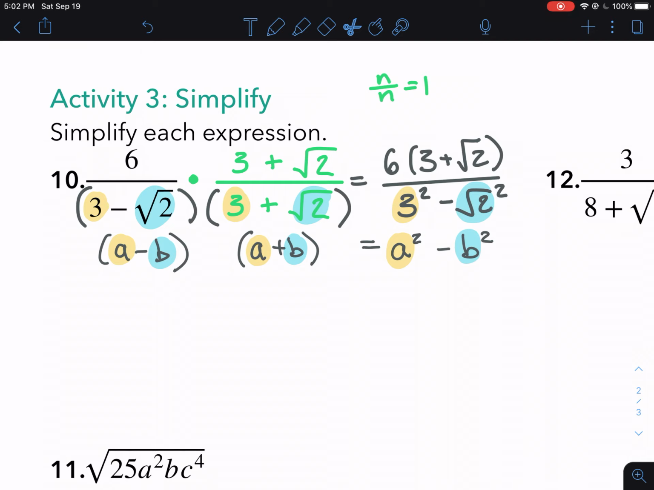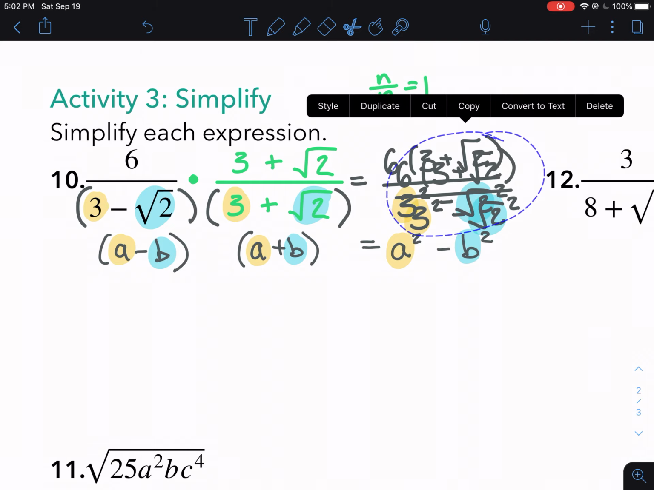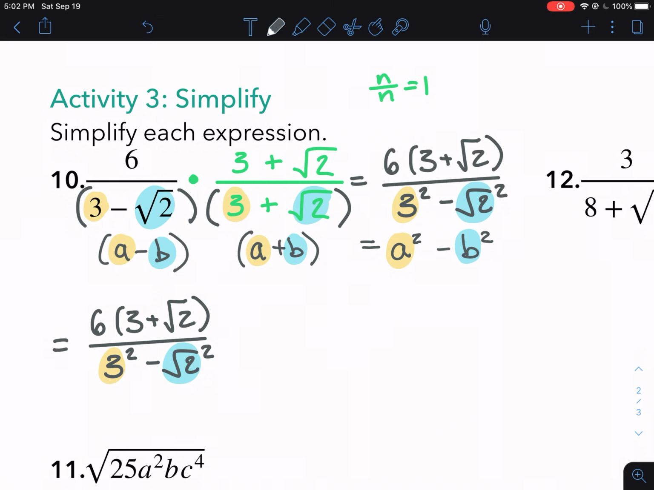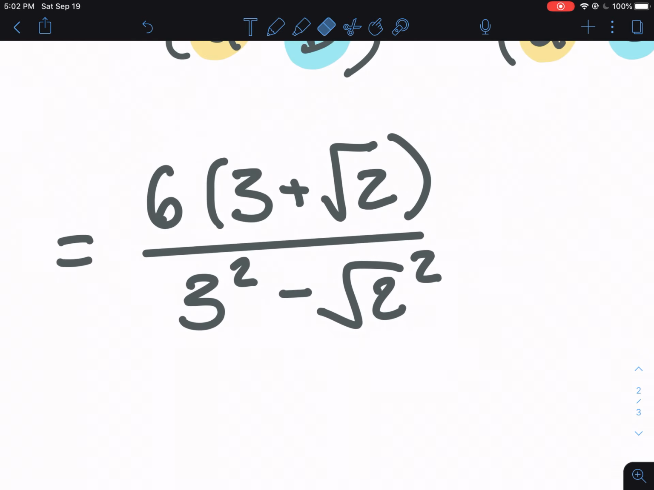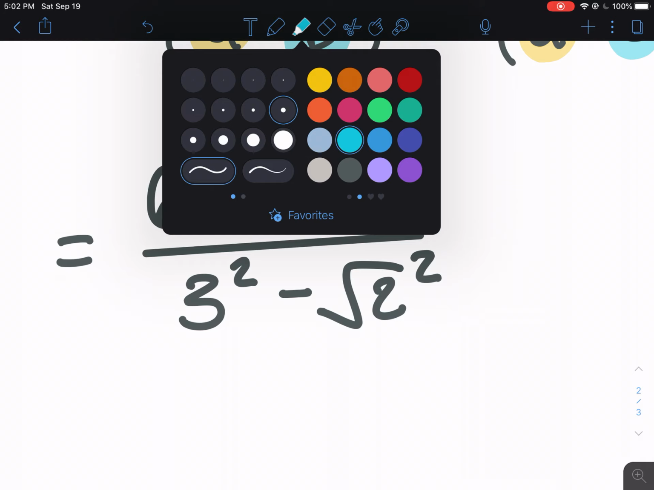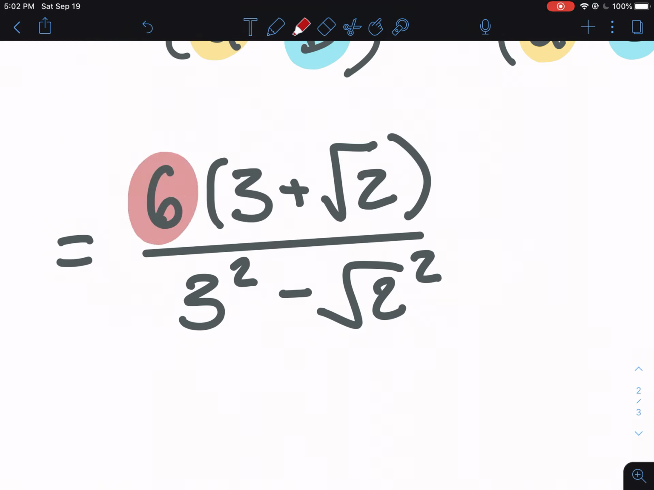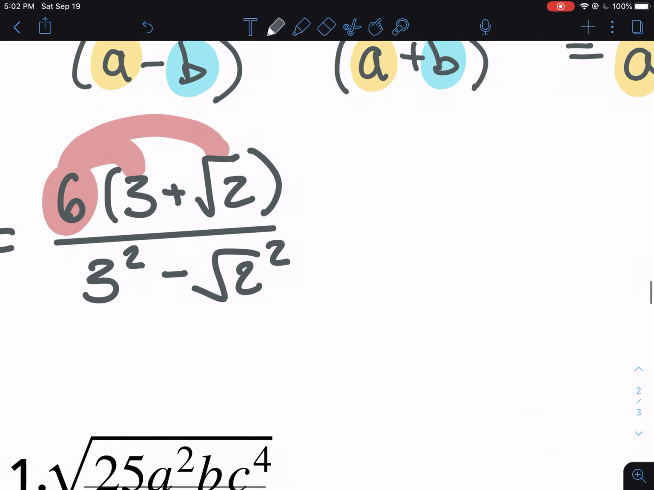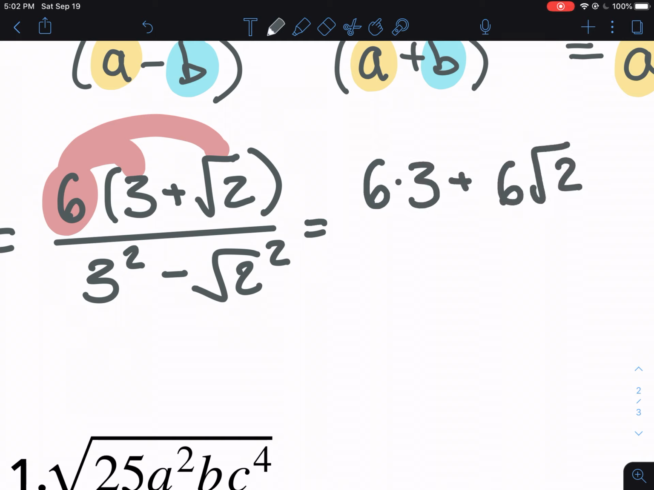Cool. Okay. Now let's take this exact same guy and clean him up a bit too. I'm going to get rid of the colors so it's not distracting. First, we're going to use the distributive property to multiply 6 times 3 and 6 times rad 2. So up on top, that gives us 6 times 3 plus 6 times the square root of 2, all over 3 squared is 9. The square root of 2 squared, remember, the square root and the 2 just cancel out. So that gives us a 2.